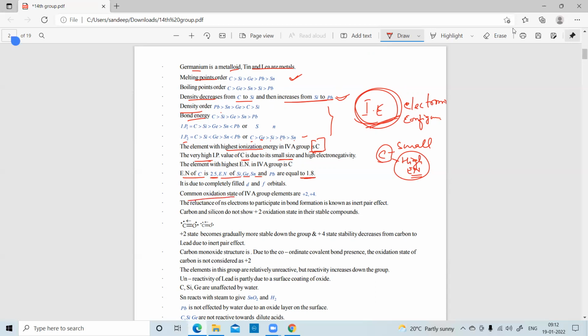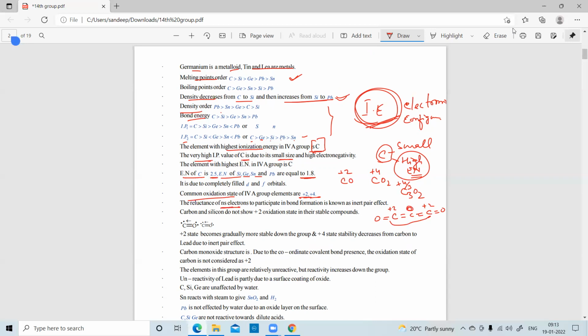The common oxidation states of group 4 are +2 and +4. Like carbon monoxide, it is +2. Carbon dioxide, it is +4. In C3O2, the oxidation state of carbon is +4/3. If you see the structure of this compound, it is called carbon suboxide. The two terminal carbons are +2 each, and the intermediate carbon is 0. So the total of 4 is subdivided among 3 carbons.